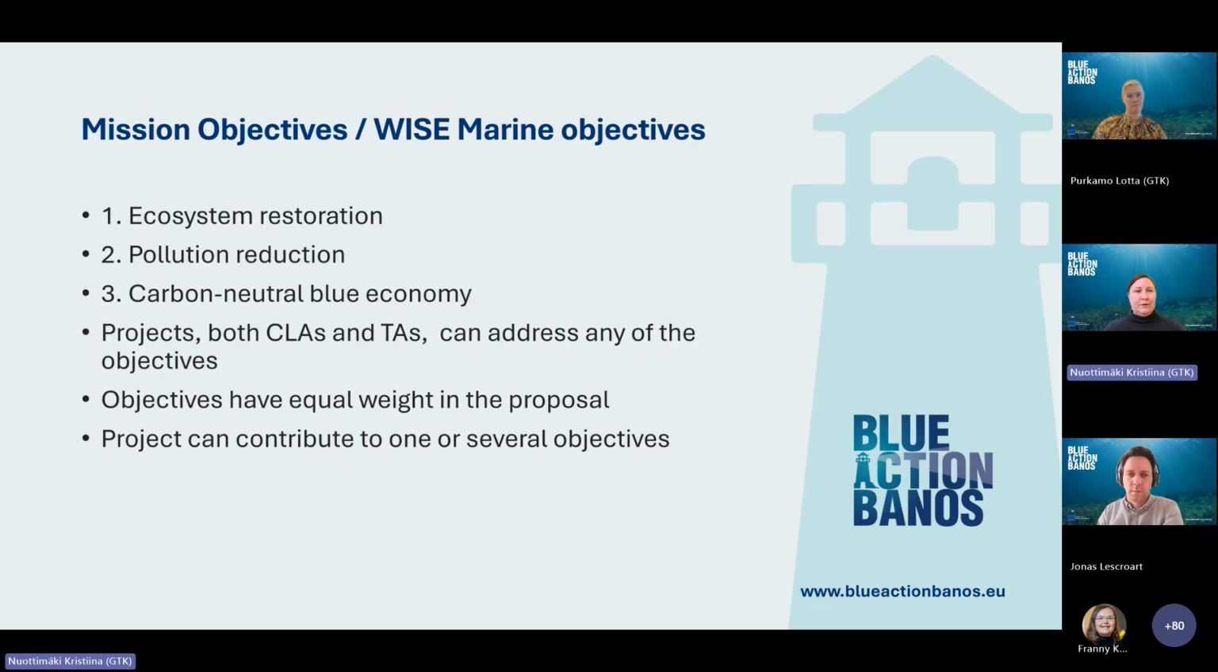The mission objectives, as Jonas mentioned already, are ecosystem restoration, pollution reduction, and carbon neutral blue economy. So in this project, in BUB, both the CLAs and TAs can address any of these objectives, or you can also address several of these objectives. The objectives have equal weight in the proposal, and we don't consider one of the objectives any more important than some other.